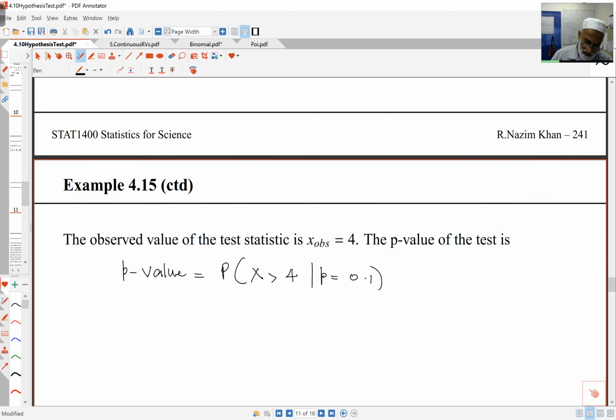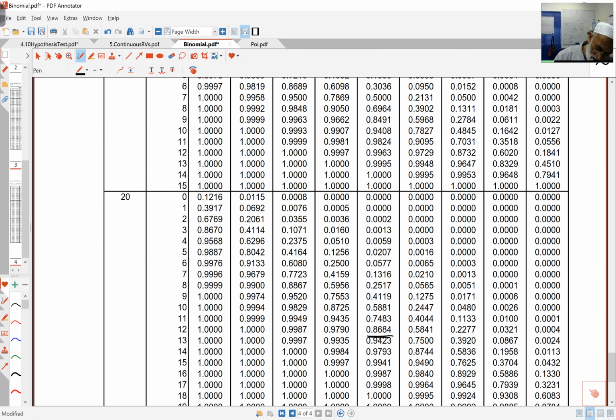So here x bigger than or equal to 4. I had 4 observations, given p is 0.1, and so that's 1 minus the probability x is less than or equal to 3, given p is 0.1. So I'm looking again at my binomial distribution as before. I'm looking at 20, 0.1 this time. So 20, this is the 0.1 column, and I'm looking at x less than or equal to 3. That's 0.8670.